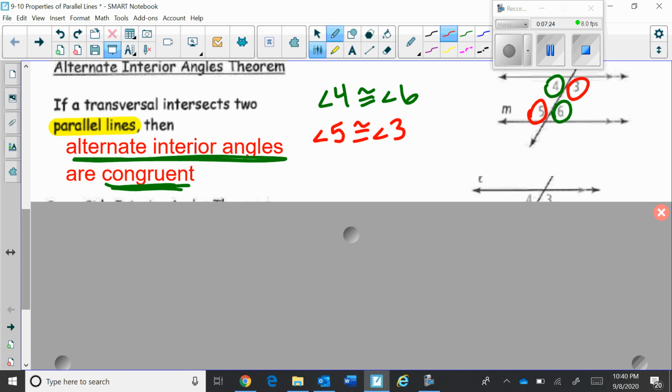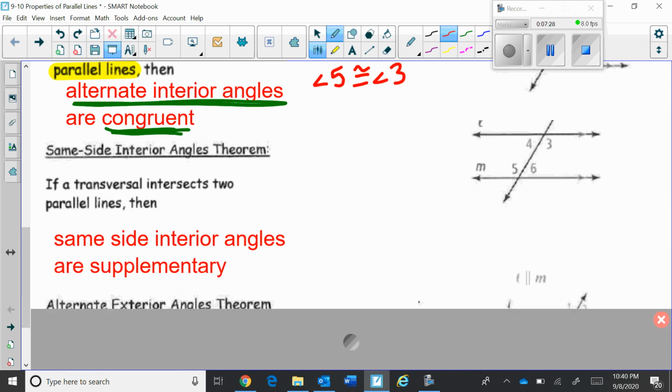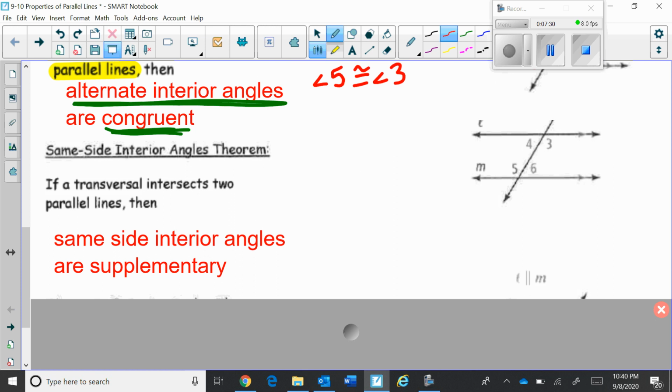All right, if we just keep rolling with it. Same side interior, this one's a little bit different. Pay attention to it. Again, you're still intersecting parallel lines. That is important. But this time, same side interiors are supplementary. What does supplementary mean again? It means they add to 180.